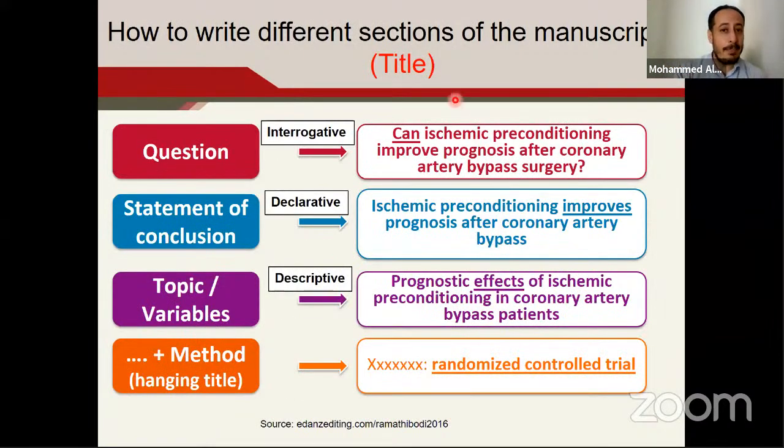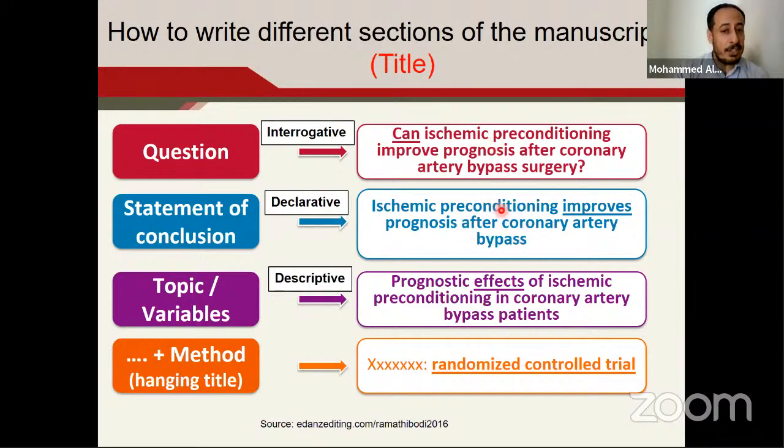What are the different types of titles? How can we write the title? So you see, I'm trying to explain now more practical tricks for each section. There are different formats of title. There is the question format, like here. Sorry, I just selected titles related to a medical background, but it applies to any discipline. So here it's the question format: Can ischemic preconditioning improve prognosis after coronary artery bypass surgery? So it's a question. Yes, there are different articles that start with a question.